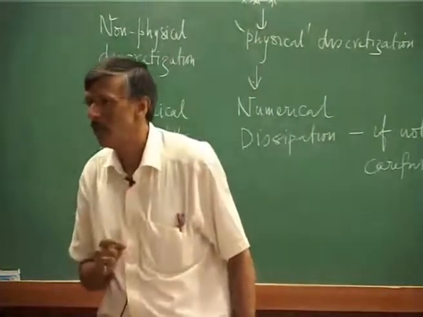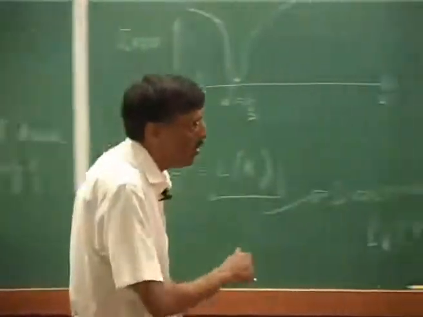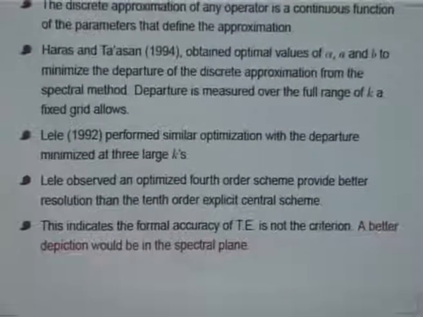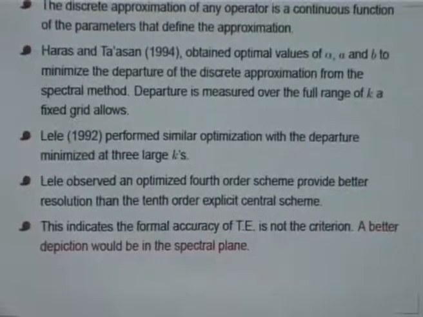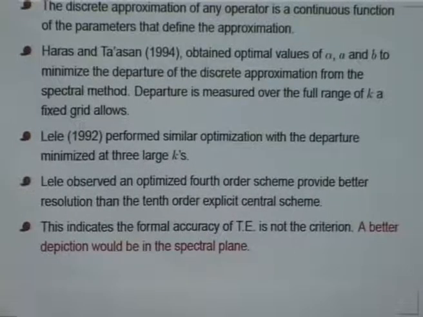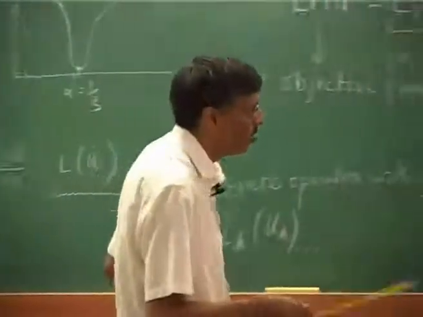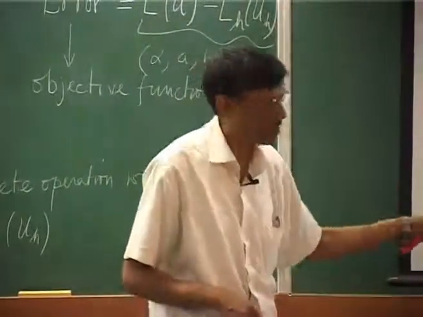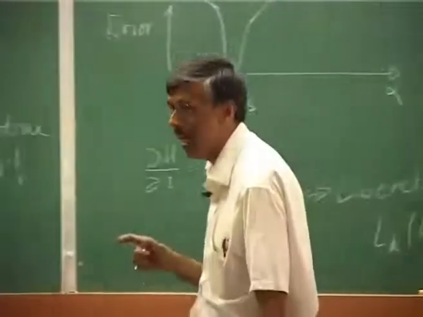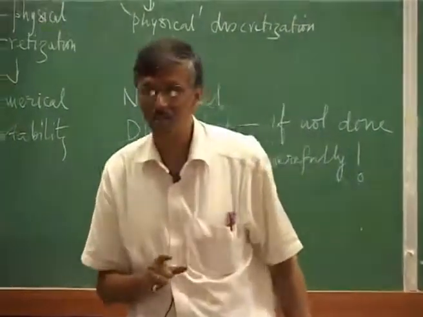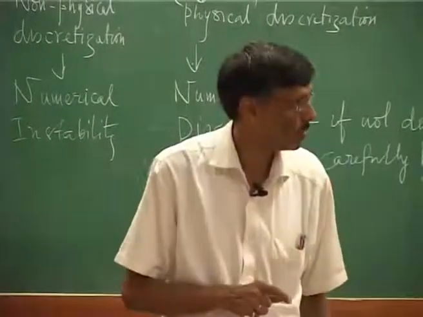If I were to get a 10th order scheme, how many points would we have to take as a stencil if we are taking an explicit method? 10th order, so it should be 10 plus 1. You have seen, right? For 2nd order you require 3, for 4th order you require 5, and so on. If we look at the central scheme, it's always plus 1, right? So he noticed this very interesting thing, that whatever accuracy you get from an optimized 4th order scheme is better than a 10th order accurate scheme obtained in an explicit manner.